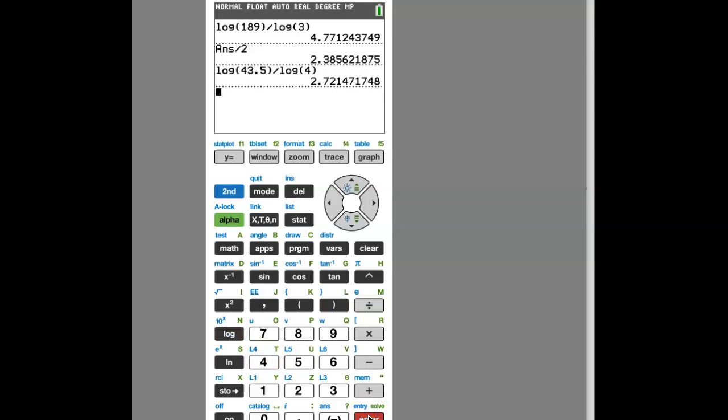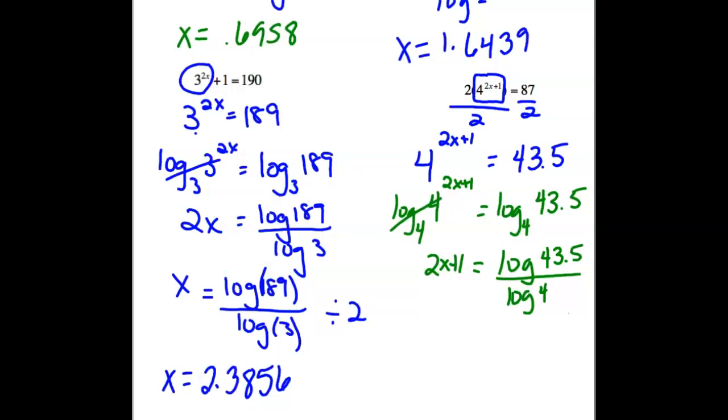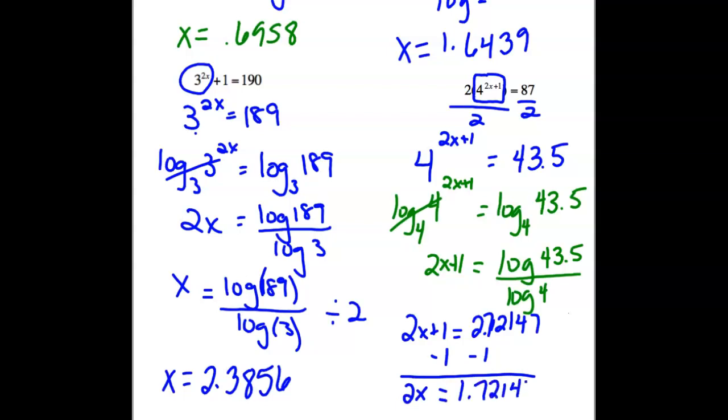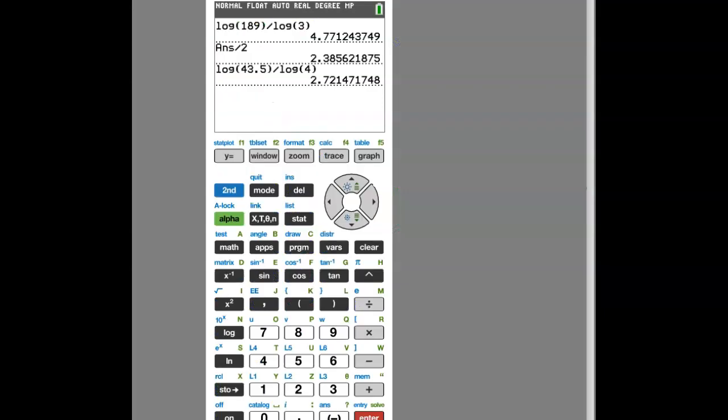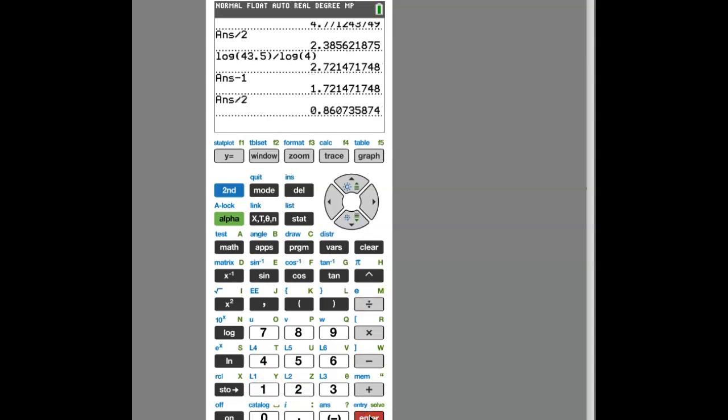All right, so we have 2.72147, and then that is equal to 2x plus 1. And then to solve this, we're going to have to subtract 1. So 2x equals 1.72147, and then we're going to divide that by 2. So we're going to subtract our 1, and then we're going to divide it by 2. So we end up with 0.8607.